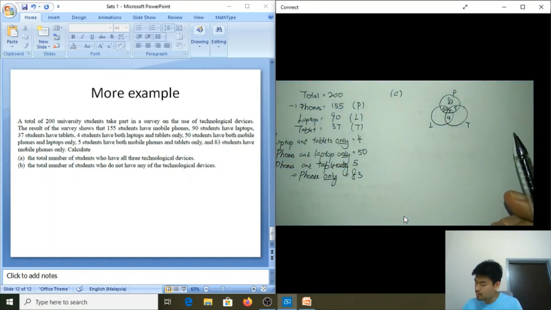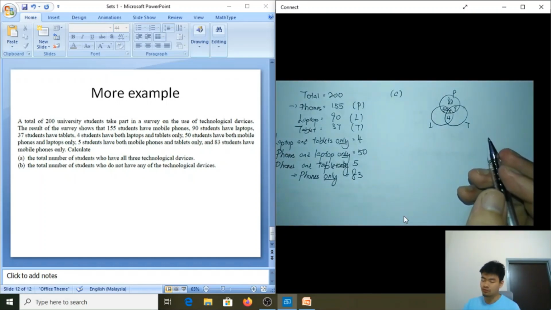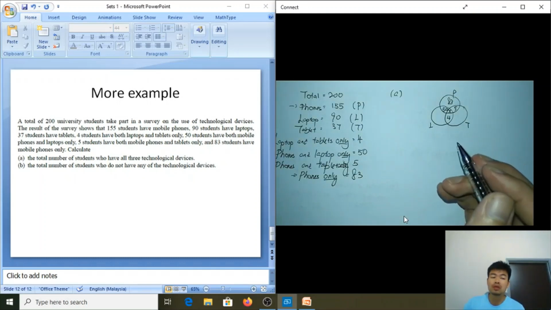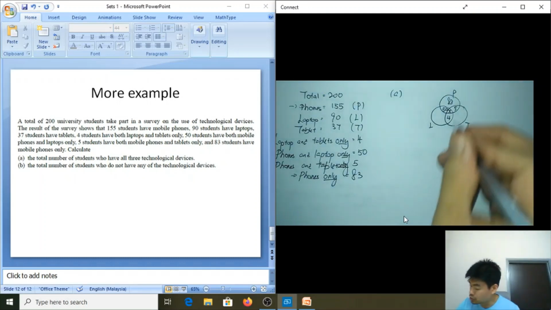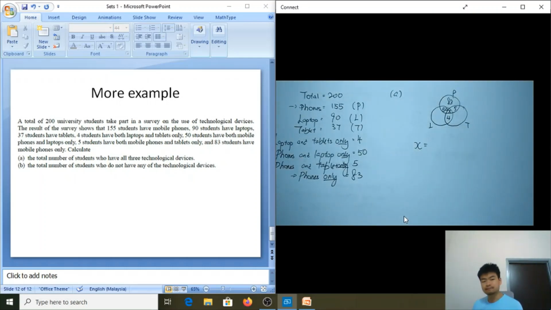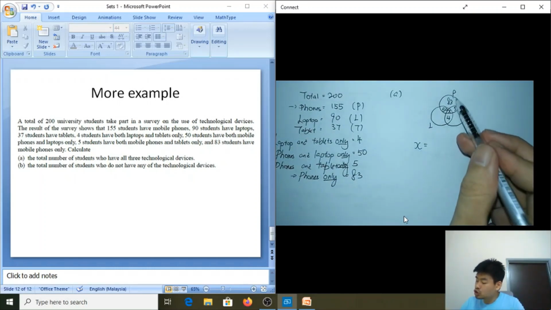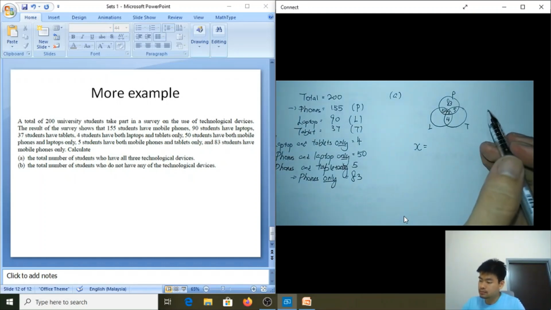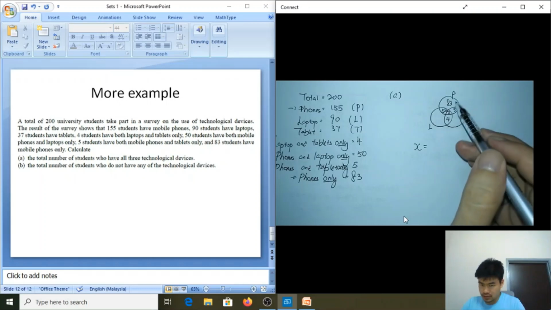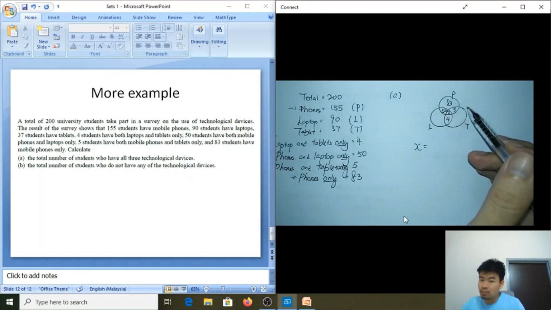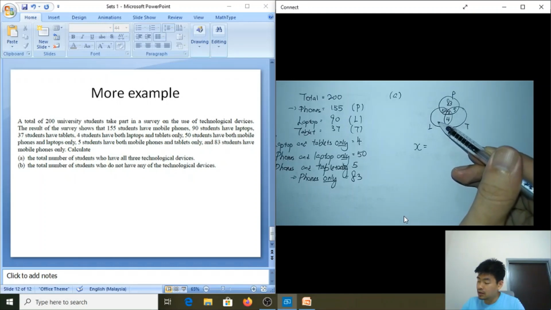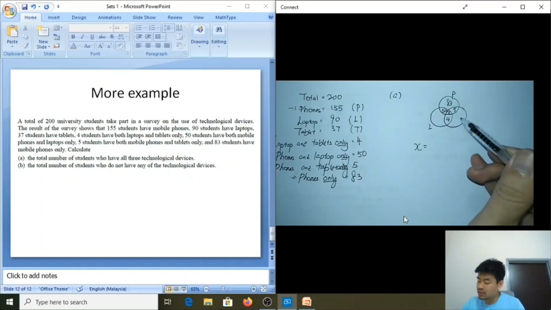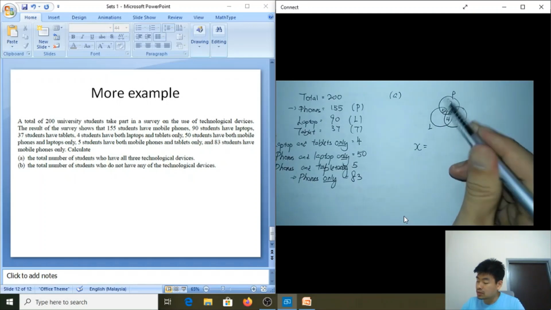Do you get that? Alright, so now let's focus back on the question here. The total number of students who have all the 3 technological devices. Okay, so I need to find the X. Look at the Venn diagram again. Which set has complete information? Set P, right? Only set P has complete information. I do not have set L complete information. I do not have set T complete information. Therefore, I can use the set P to help me.